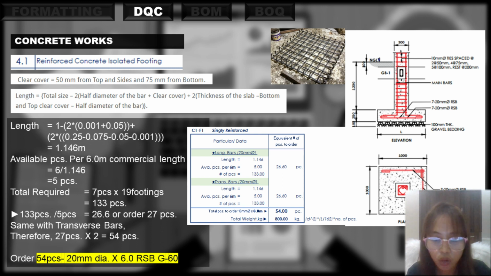Since transverse and longitudinal are alike, we can multiply this quantity to 2. Therefore, 27 pieces times 2 equals 54. Then 54 is the number of pieces of 20 mm diameter RSB we can order.